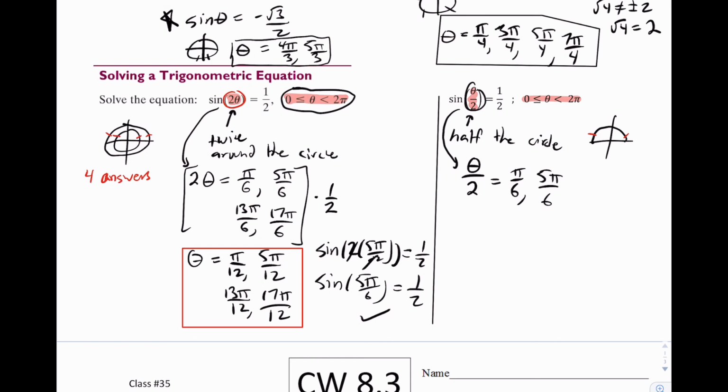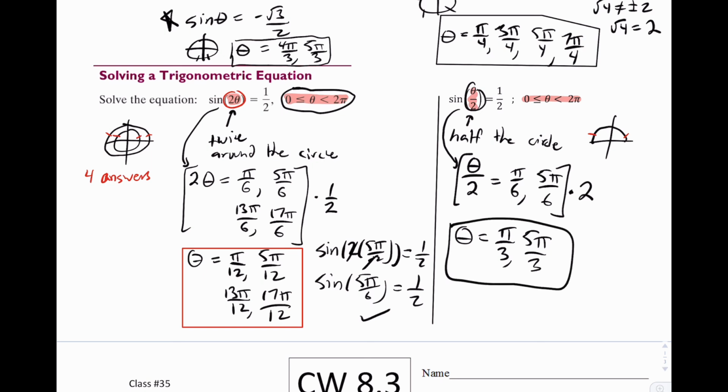Now we think, is that the answer? No, because we just solved for theta over 2. We have to solve for theta, so to do that, we're going to multiply by 2, so theta must be pi over 3 and 5 pi over 3. I'm going to box that. And we're done.